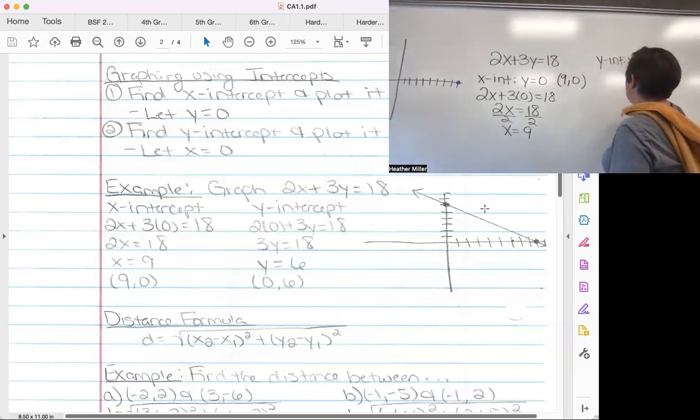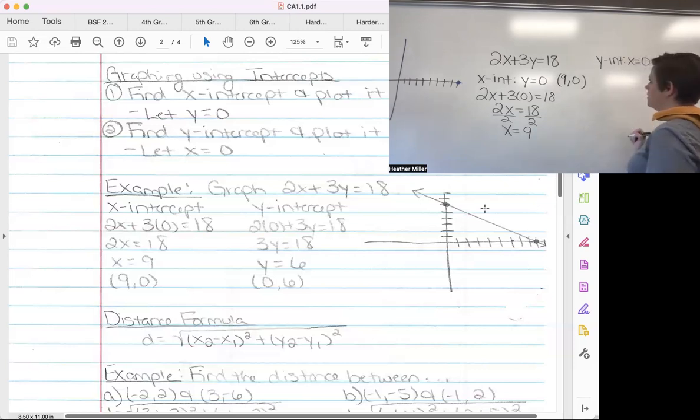For the y-intercept, we're going to let x equal 0 in this case. So it'll be 2 times 0 plus 3y equals 18. Well, 2 times 0 will give us 0, so we're going to be left with 3y equals 18. Divide both sides by 3, and we are left with y equals 6. So my y-intercept will be (0, 6).